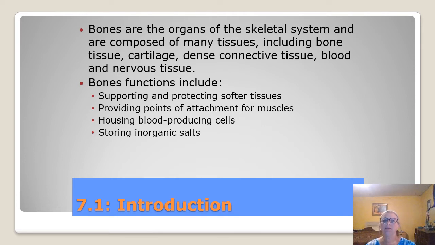So support and protection for softer tissues is, of course, a big function here. Also, providing a point of attachment for muscles. Our muscles have to have something to attach to, and there are many features we'll be learning, which are points of attachment for muscles. These also house the blood-producing cells. Red bone marrow is found in the end of long bones, and this is where we make our red blood cells. And then they house and store inorganic salts like calcium.